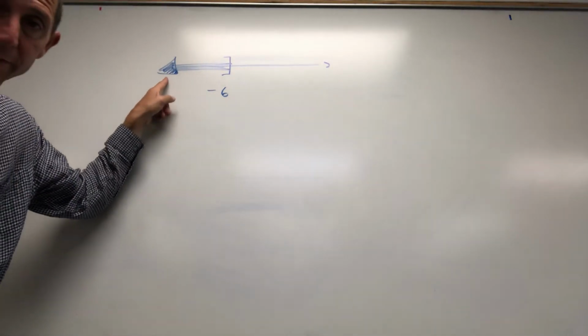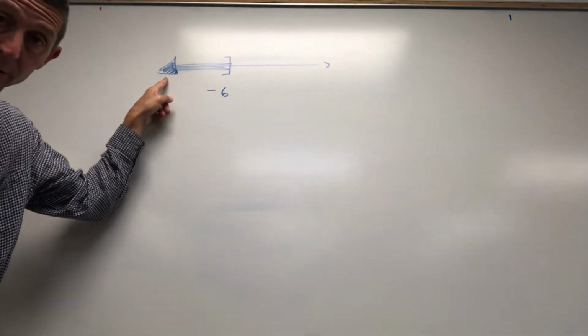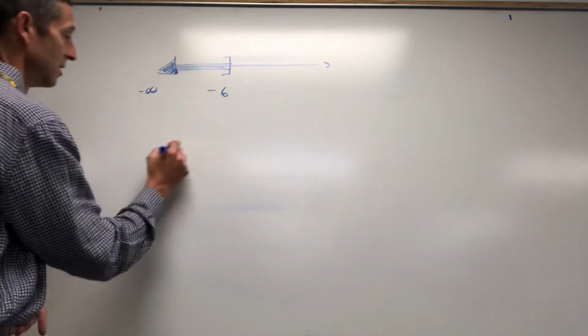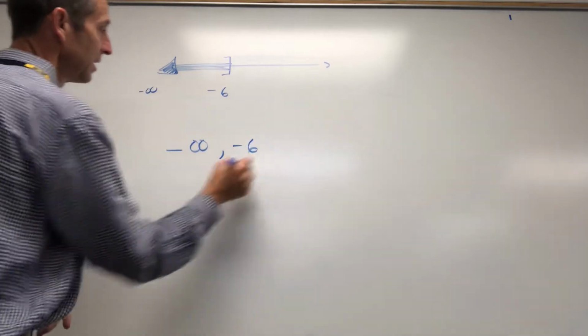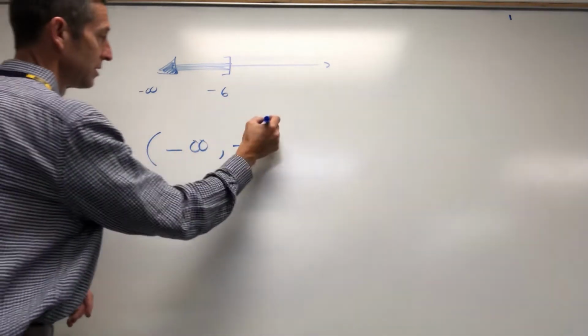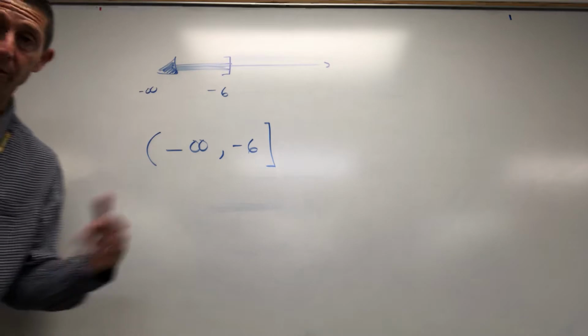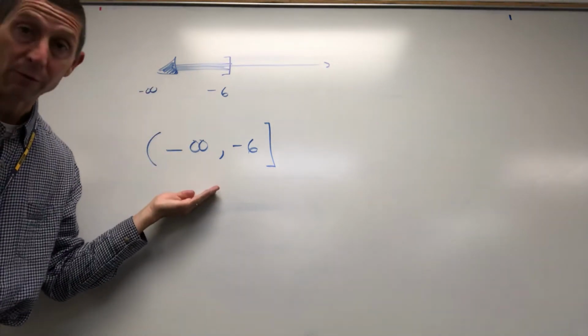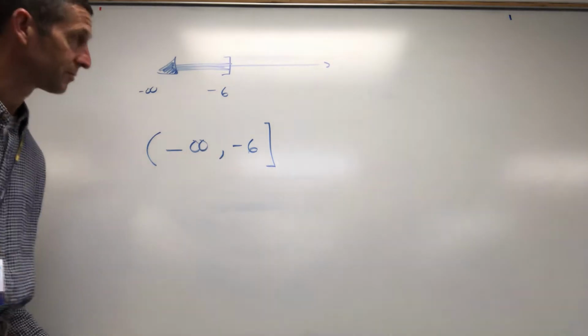If it's going left, is that negative infinity or is that positive infinity? That's negative infinity. So negative infinity, negative 6, curved parenthesis, boom, straight bracket. So there's your final answers. Final answer line graph, final answer interval form. Got them both?